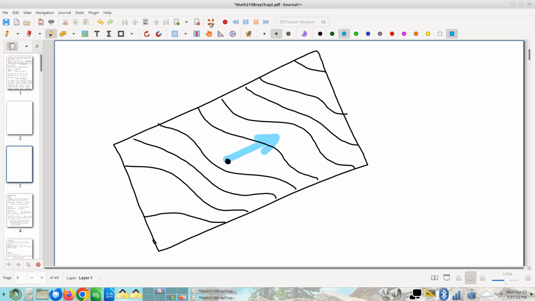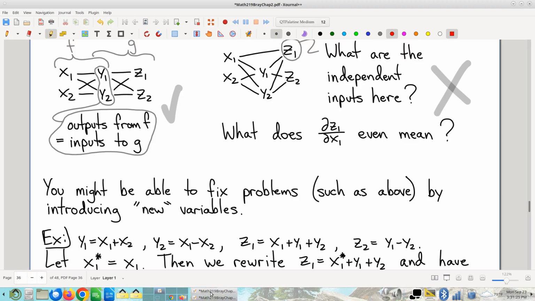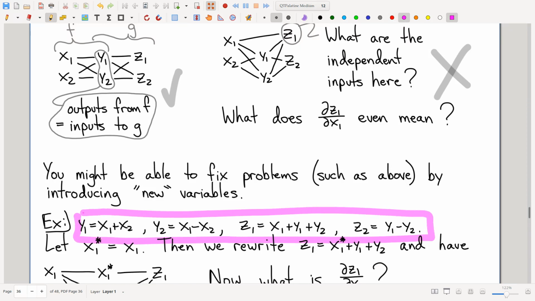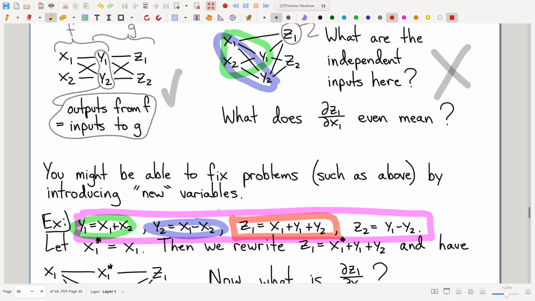Oh, and I need to hit the... Oh, gosh, what did I do? There we go. It comes up explicitly from looking at these equations right here. And you can see y1 is given to be a function of x1 and x2, so we write that. And then y2 is also a function of x1 and x2. And then you can see the troublemaking one is this one right here. z1 seems to be a function of x1 and y1 and y2, kind of like that.